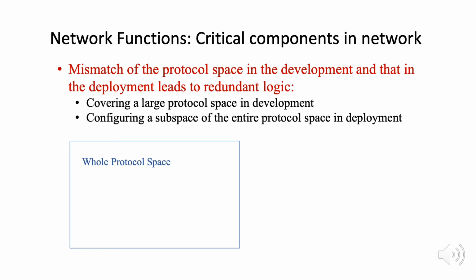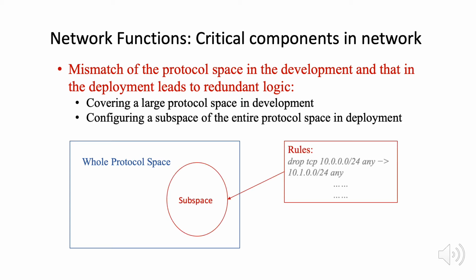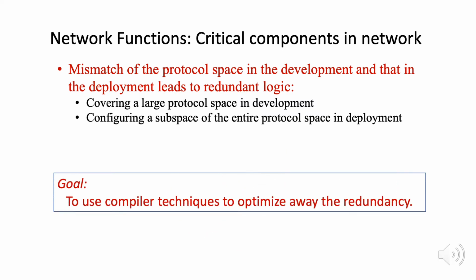However, during NF development, developers might try to cover a large protocol space in the program for completeness, while in the runtime deployment, the NF operator might only configure a subspace of the entire protocol space. The mismatch of the protocol space in the development and that in the deployment leads to redundant logic. Our goal is to use compiler techniques to optimize away the redundancy caused by the mismatch.